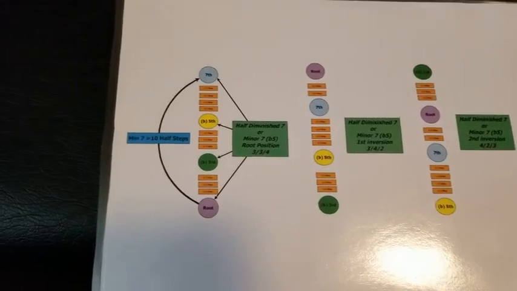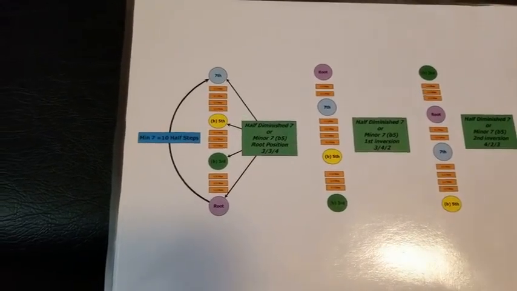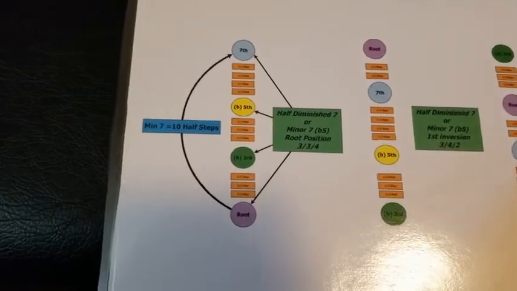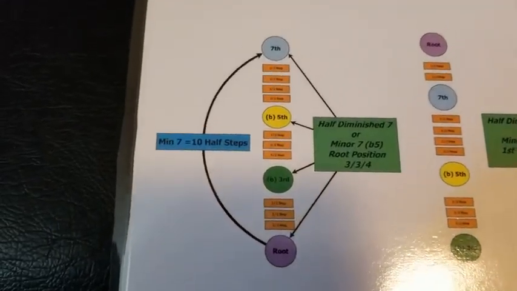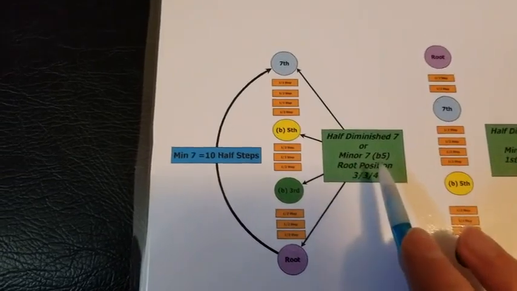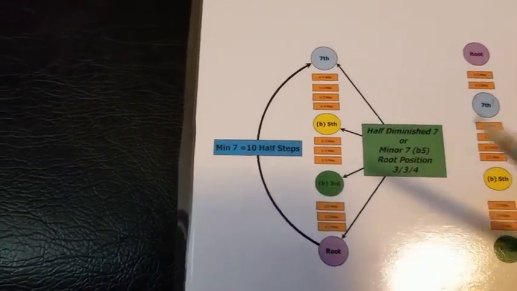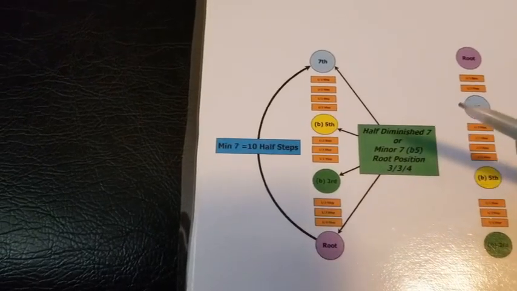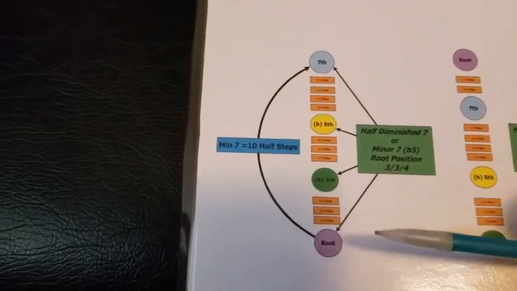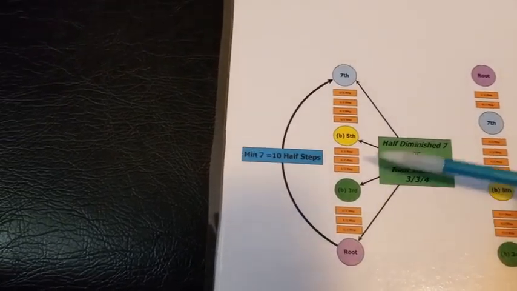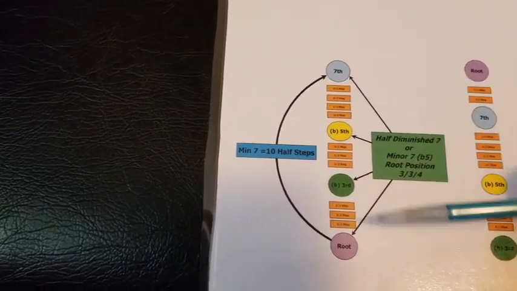Today I'm going to be discussing a well-known chord, the half-diminished 7, or a minor 7 with a flat 5 chord. And we can see here the structure of the chord on this chart here. It's a chord that has a root, a third, a fifth, and a seventh.